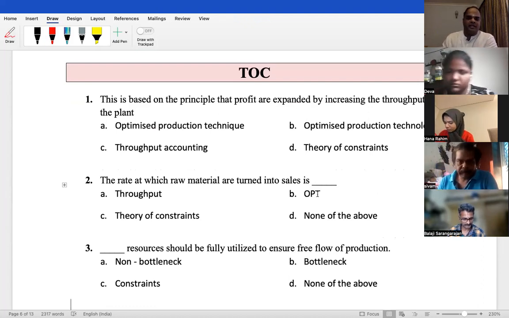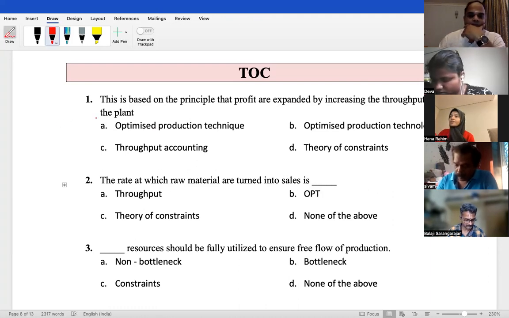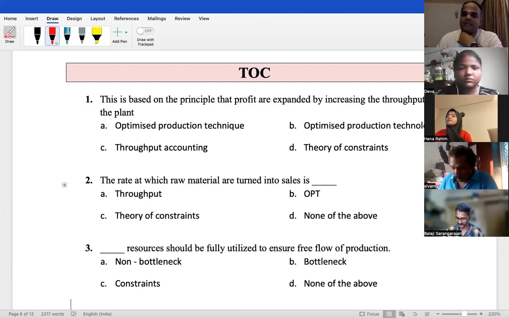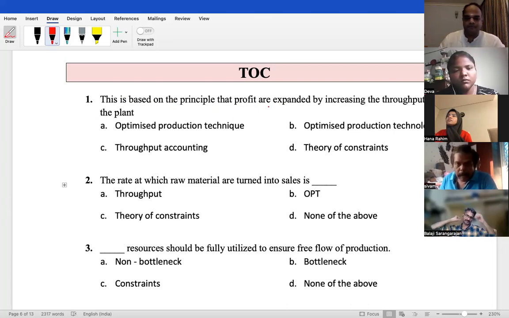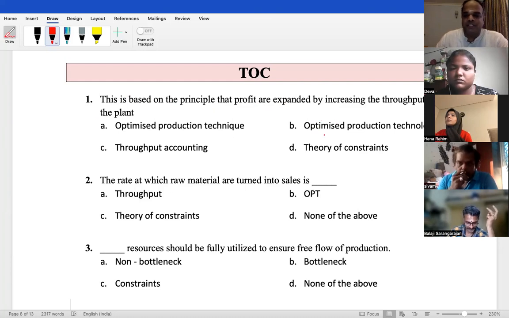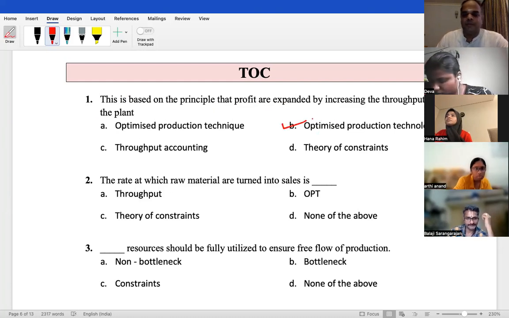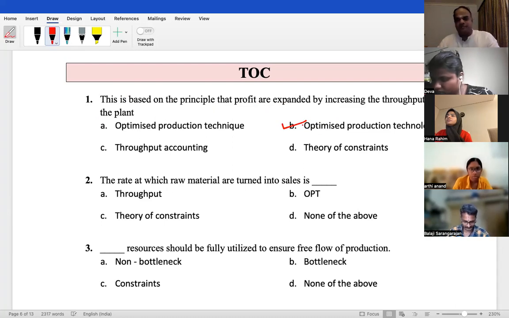Throughput accounting, theory of constraint. On the basis of the principle that profits are expanded by increasing the throughput of the plant. Optimized production technique, optimized production technology, throughput accounting, theory of constraint. It's the definition of OPT. So OPT stands for what? Next you will get the doubt. Optimized production technology.